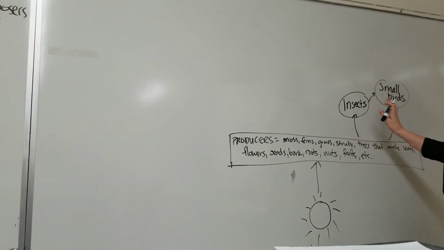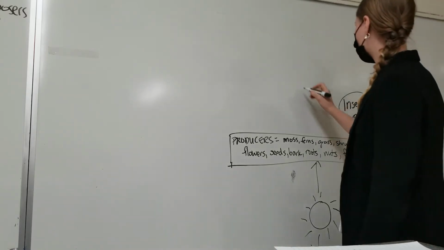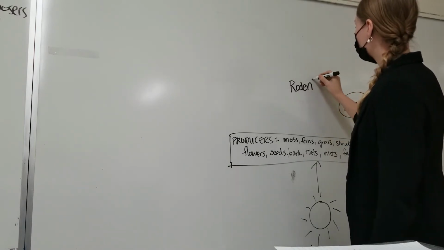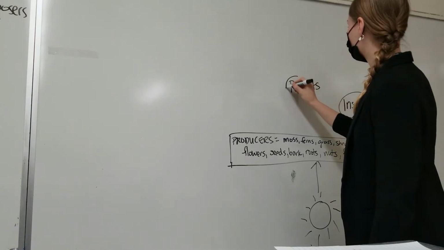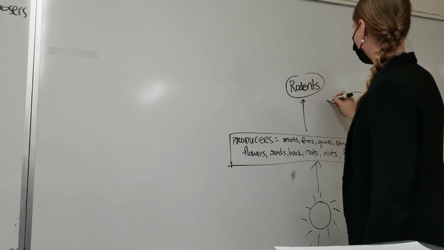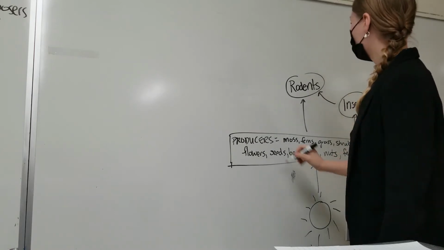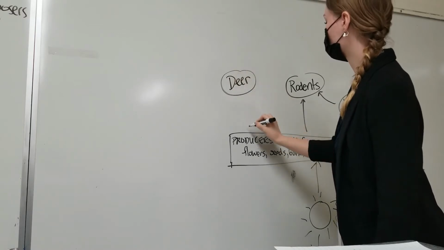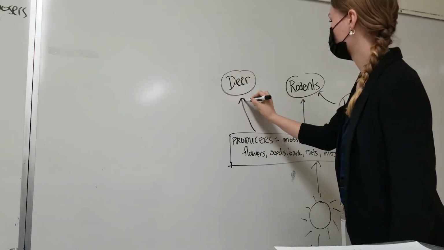So small birds and insects are eating the plants. Maybe we have some rodents too. Rodents include mice, squirrels, chipmunks, that kind of thing, and rodents will eat a mixture of plants and insects. And then we have some deer. Deer are mostly just herbivores. They mostly just eat plants.